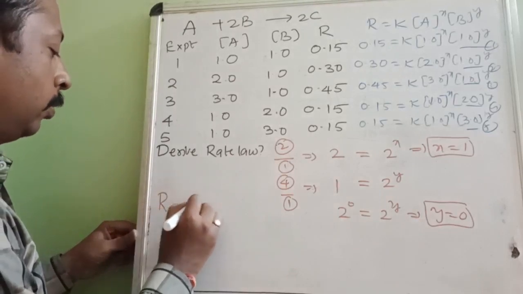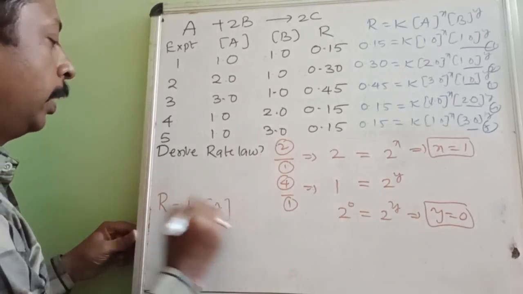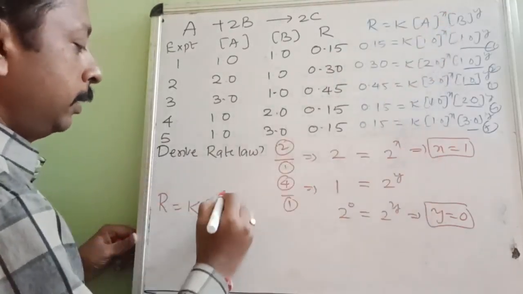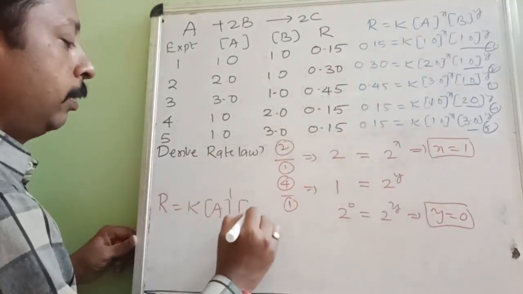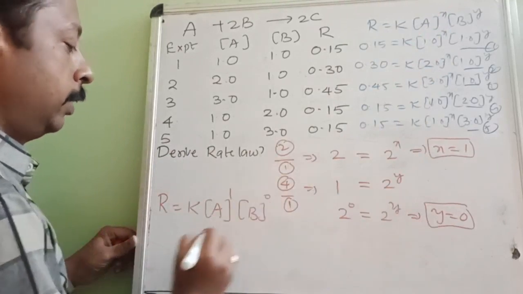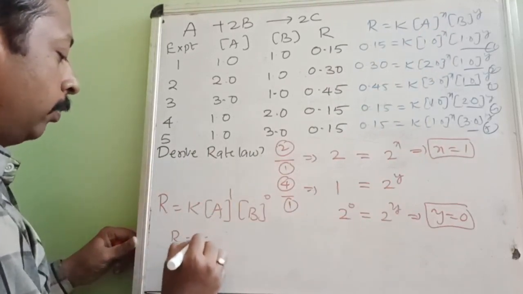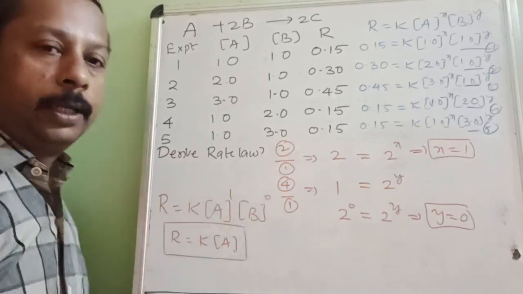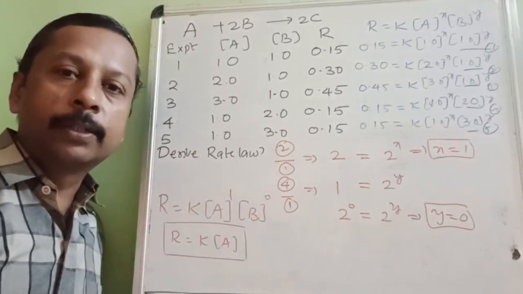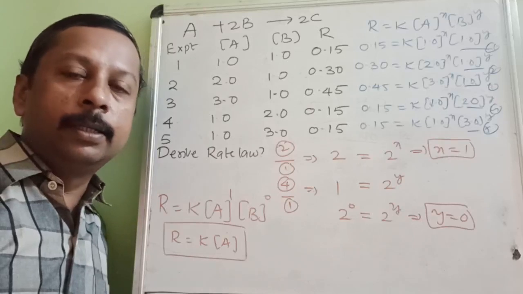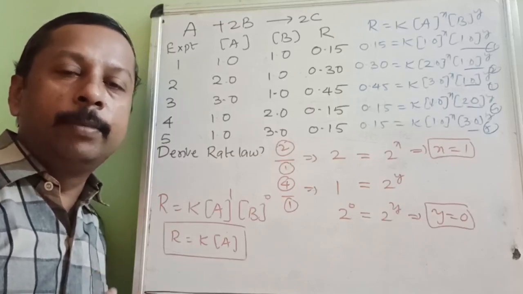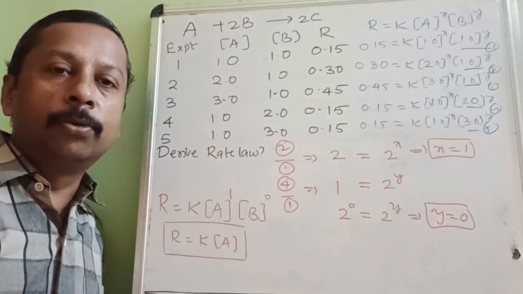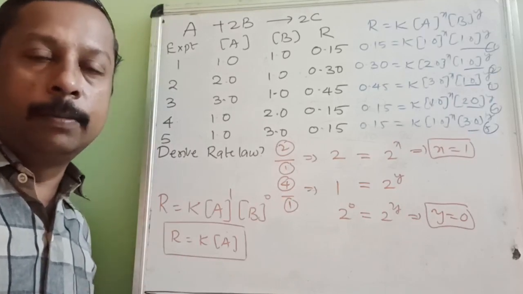R is equal to k into a to the power of x, and x is equal to 1, and b to the power of y, and y is equal to 0. So R is equal to k into a. This is the rate law for our equation. Okay, the first question was a little bit easy and the second question is a little bit tougher, and we are going through different models so that no question is left unturned by you.